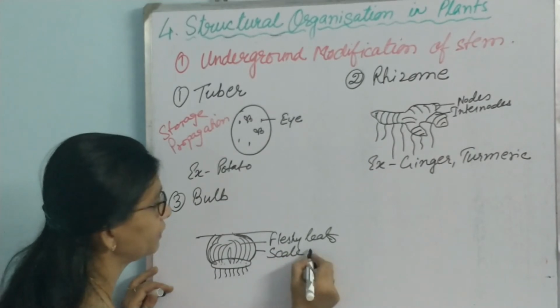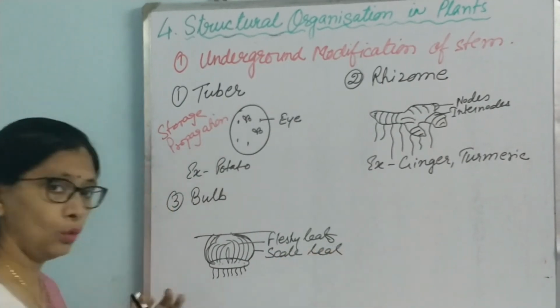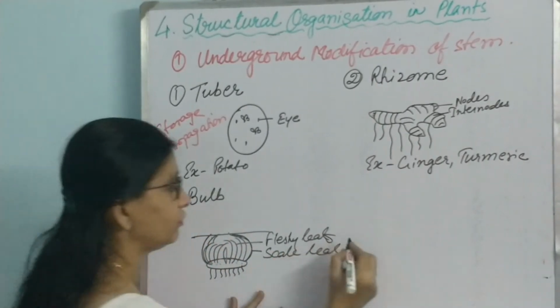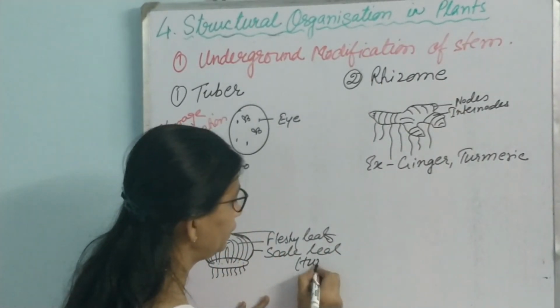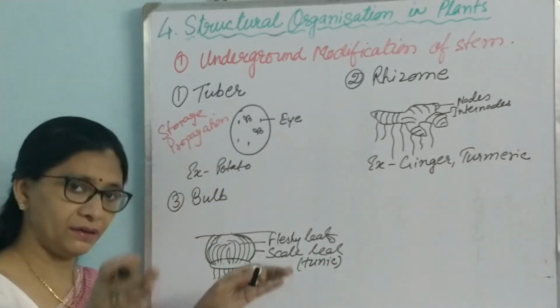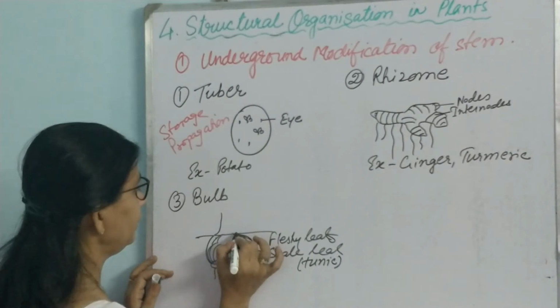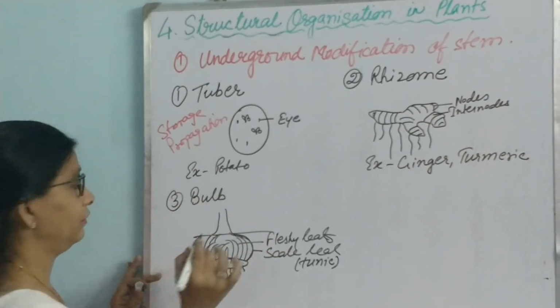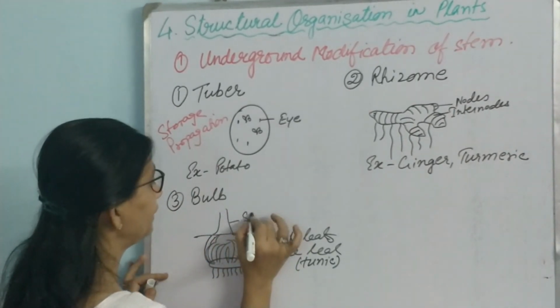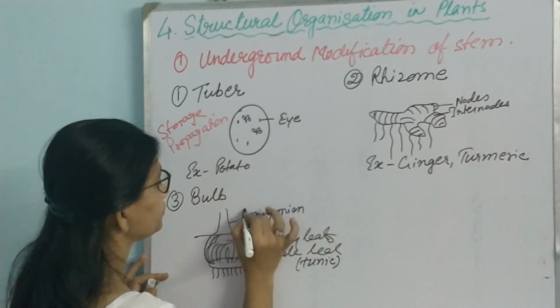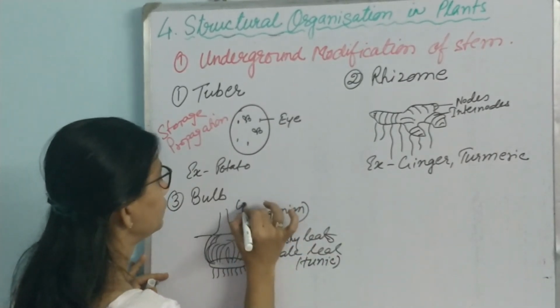So the whole thing is covered by scale leaf, which forms a tunic kind of structure. It covers the entire thing. And on top there will be green leaf. So this is spring onion in case of onion. Green leaf.